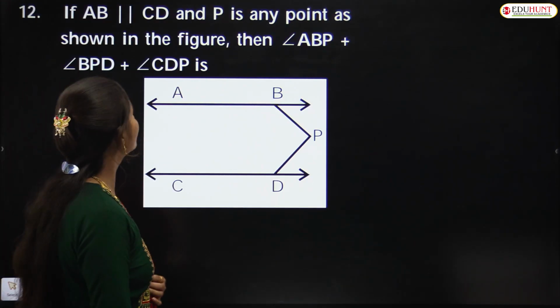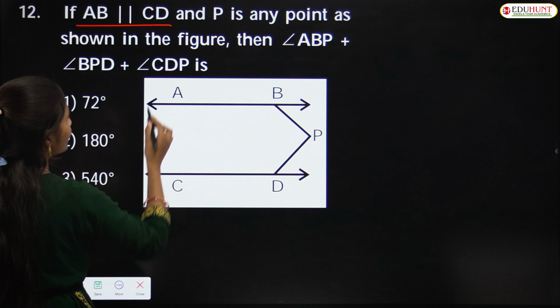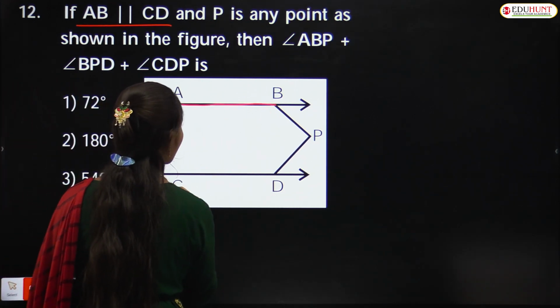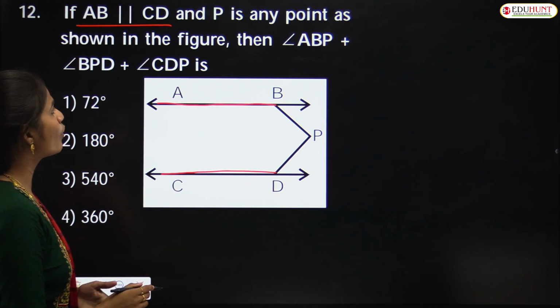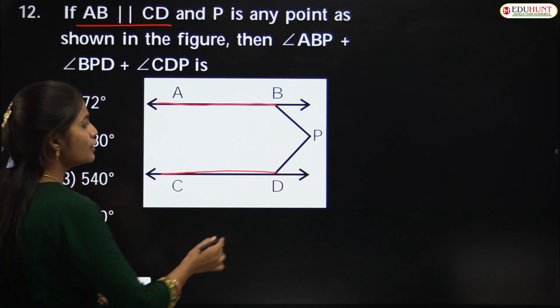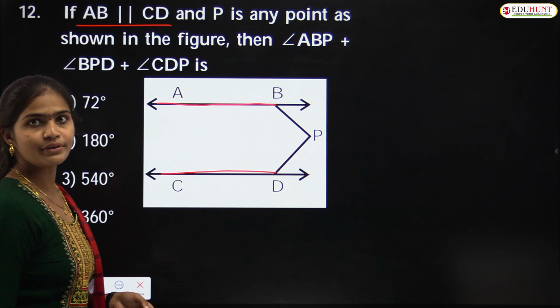So next one, observe here. AB is parallel to CD. That is the given condition. And here P is a point as shown in the figure.